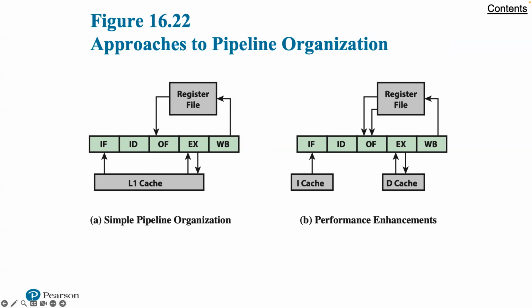Figure 16.22A indicates a simple organization for the pipeline. Two contention problems are apparent. The WB and OF stages both need access to the register, and the IF and EX stages both need access to the cache. Figure 16.22B shows modifications to the organization to alleviate these conflicts. Increasing the number of register ports and buses enables simultaneous read and write. Separating the L1 cache into an I cache and a D cache removes the conflict between the IF and EX stages.